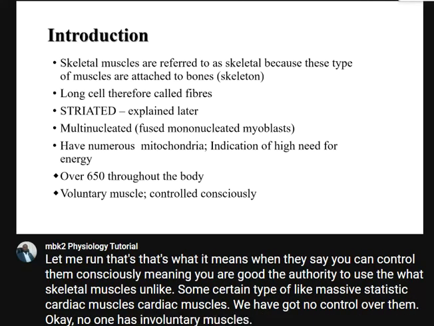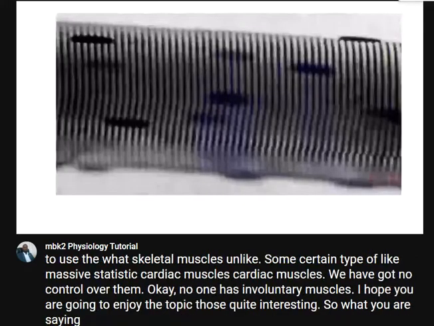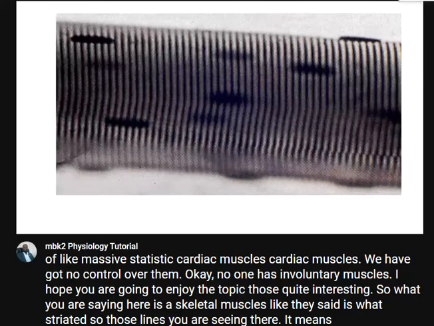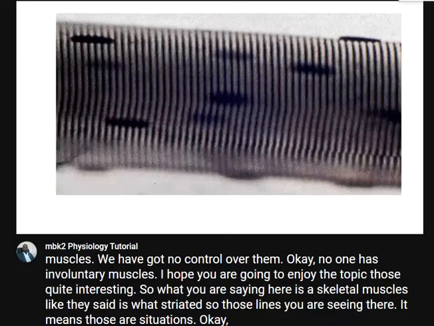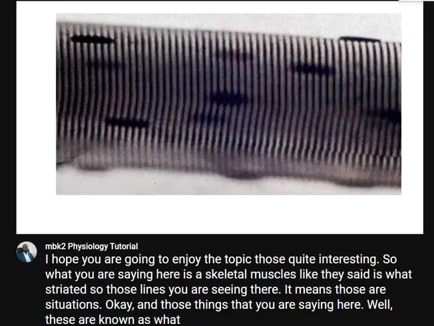I hope you're going to enjoy the topic because it's quite interesting. So what we are saying here is that skeletal muscles are striated. Those lines you are seeing there are striations. And those things that you are seeing here are known as multiple nuclei.